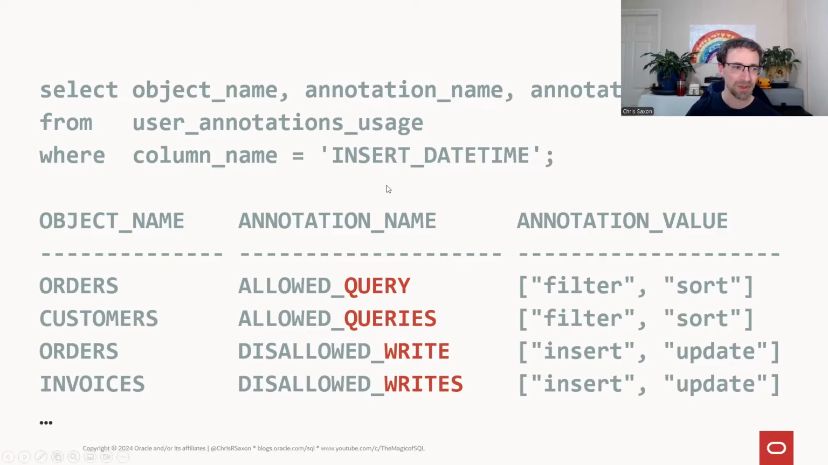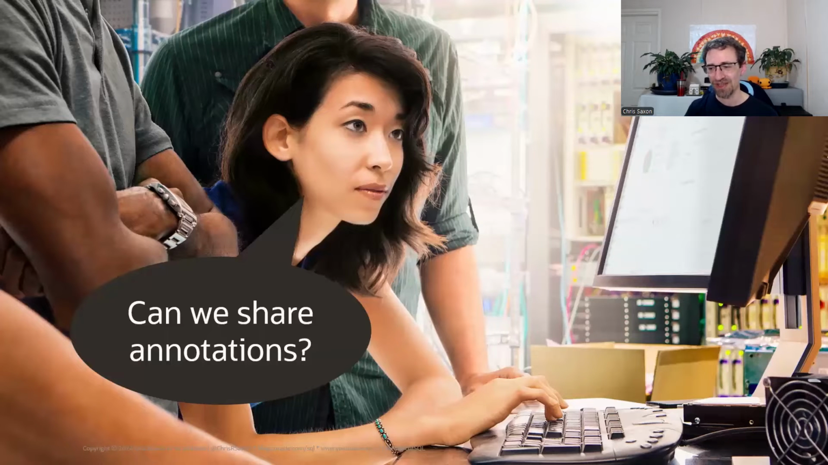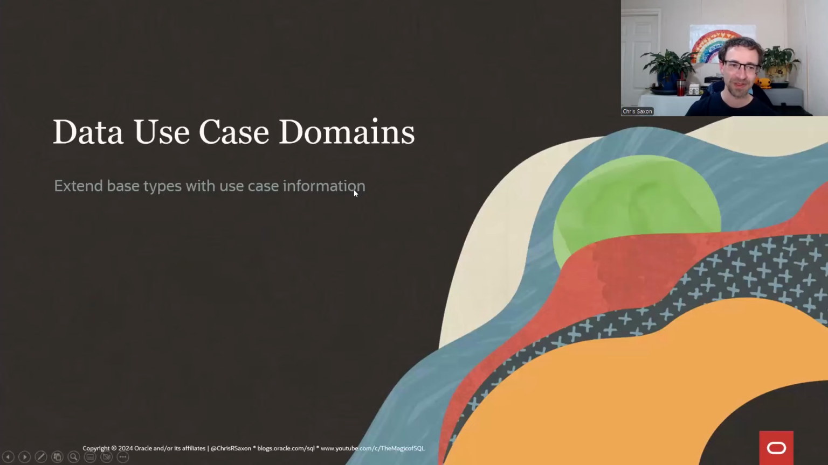So the question here is, rather than having to apply it to each individual column, can we share them? Can we just come up with a single definition of an insert date time annotations and use that? So, follow the DRY principle: don't repeat yourself, define it once, and then reuse that throughout your application. So here is where data use case domains can come in, and as I say, these can extend base types with use case information.